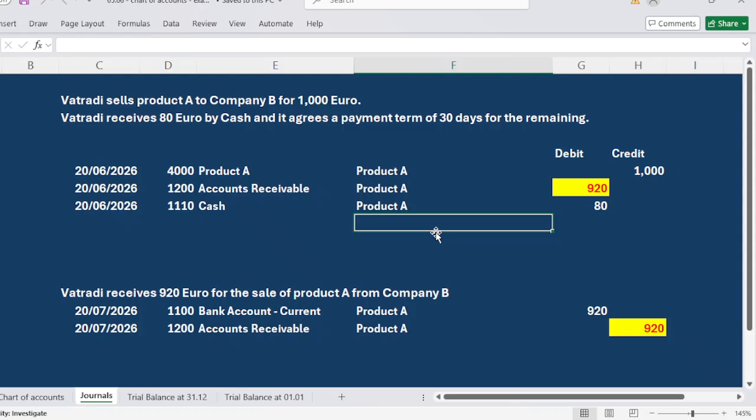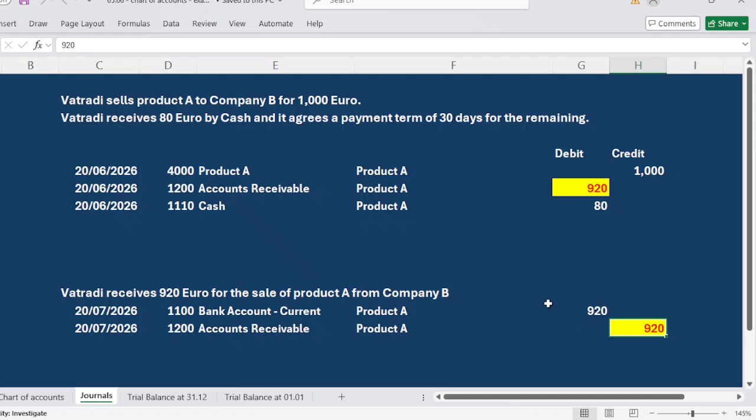So I'm going inside my bank statement and I notice that I received the money. So I need to do a simple entry. The first one was a compound entry. This is a simple entry where I record the money in. So I have bank in debit, accounts receivable in credit.